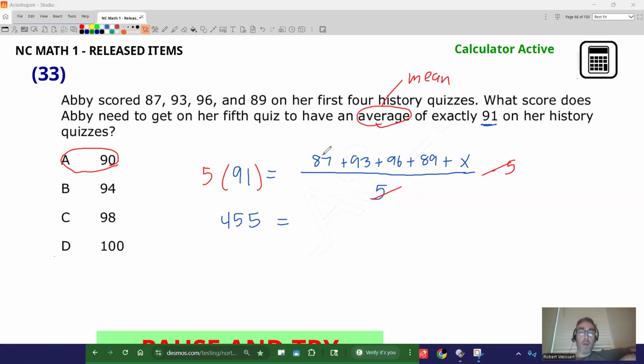You can double check me on that. Then you're going to add these numbers together, and so that's going to be 87 plus 93, so that's going to be 180. That's going to be another 185, I believe. So 180 plus 185 is 365. But then I have plus X. So if I subtract 365 from both sides, you should get 90. Now this is calculator active, so I wouldn't expect you to do that, but just in case you want to know where the math comes from, there it is.